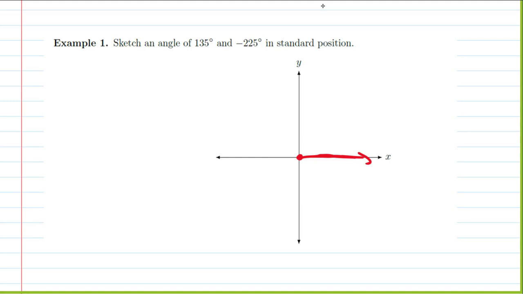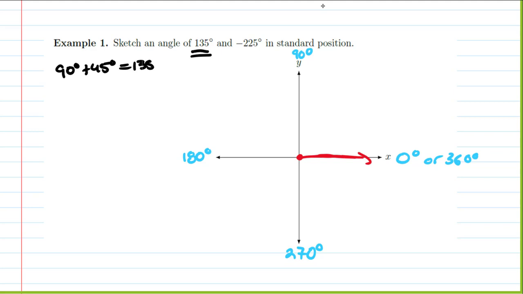So that would mean that the positive y-axis would be at 90 degrees. The negative x-axis is 180 degrees. The negative y-axis is 270. And if we had come all the way around, we started at 0, but we've now returned to 360 degrees. So if we want to sketch an angle of 135 degrees, we don't need to do this, but it may help. We notice that 90 degrees plus 45 degrees is equal to 135 degrees. So we know 90 degrees is straight up, and 180 is here, but 45 degrees is exactly half of 90.